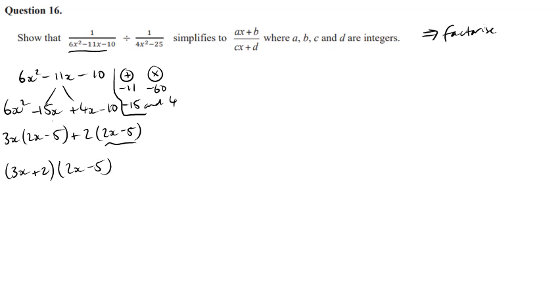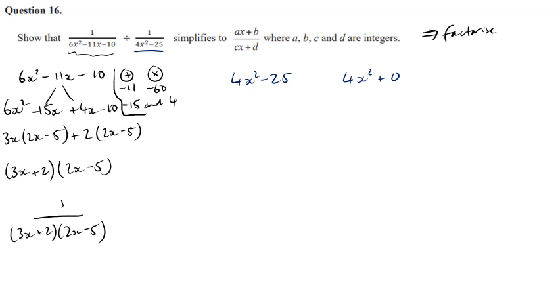And so we've managed to factorize the denominator here, and I'll write it out using this. We can also factorize the denominator of the fraction that's dividing. We could write this out as 4x squared plus no lots of x take away 25 and factorize it in the way we've just done.